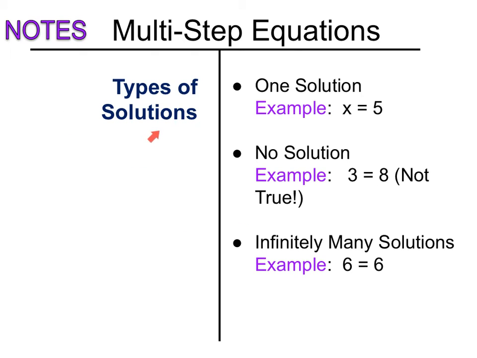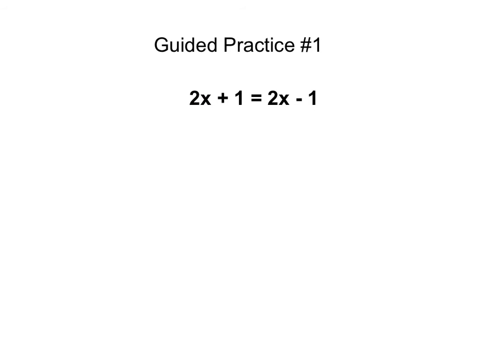So there are 3 types of solutions that you can get from a multi-step equation. You can get one solution where your variable is equal to a constant term. You can get no solution where your result is a statement that is not true. Or you can have infinitely many solutions where your left side is going to equal your right side. So let's look at a couple of examples.